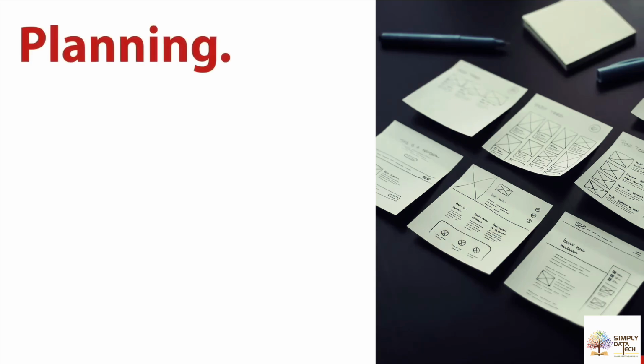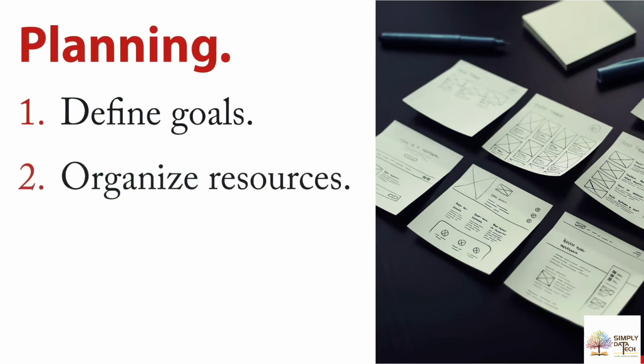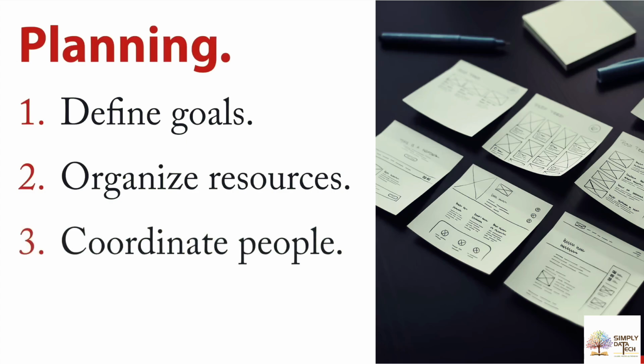First, let's talk about planning. The first thing you need to do is define the goals of your project so you know how to use your resources well and also so you know when you're done. Second, you need to organize your resources. So you might have data from several different sources. You might have different software packages. You might have different people, which gets us to the third one. You need to coordinate the people so they can work together productively.